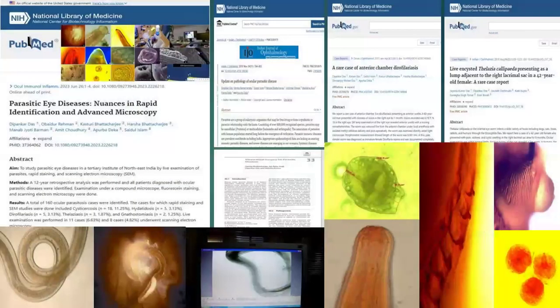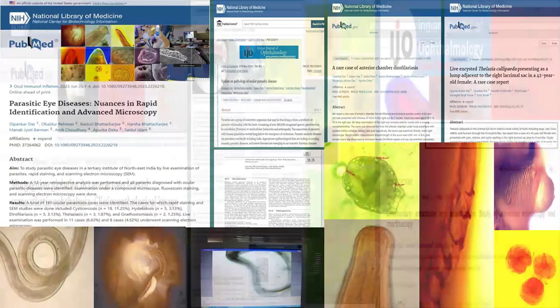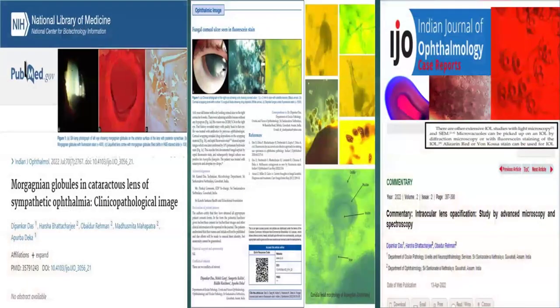So these are various stains. Initially, I did not use fluorescein, but I have done live examination for considerable years. Thereafter, I used fluorescein stain to stain them. Now we see the Morganian globules that have been documented and published in the Indian Journal of Ophthalmology, a cornea specimen with a fluorescein stain, corneal ulcer, and an IOL calcification that has been documented.